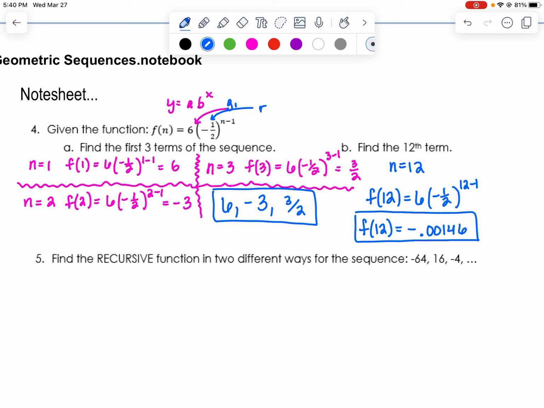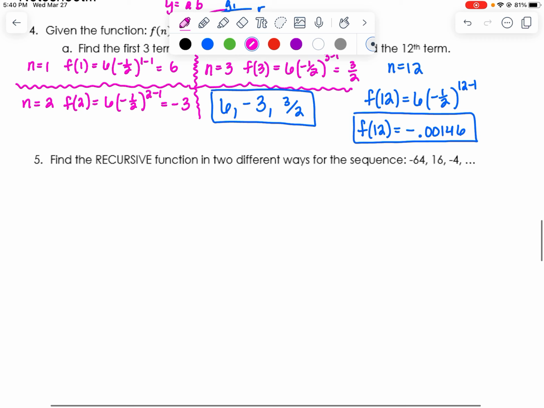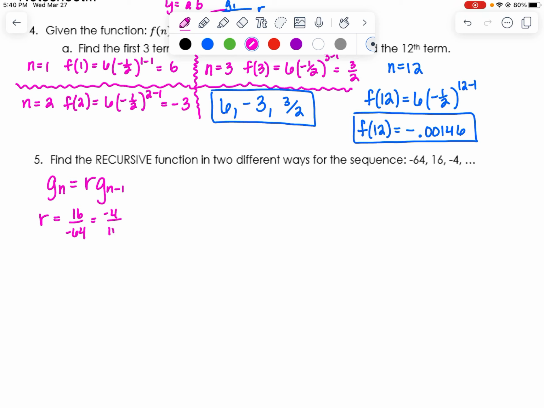Okay, last problem is to find the recursive function in two different ways for this sequence. So again, we write down the formula that we're going to use, the recursive formula. G sub n is r times g sub n minus 1. That's our recursive formula. And like every problem we've done, we need r first. So get that r, that is the second term divided by the first term. Should be the same as the third term divided by the second term. Those reduce to -1/4. So r is -1/4.